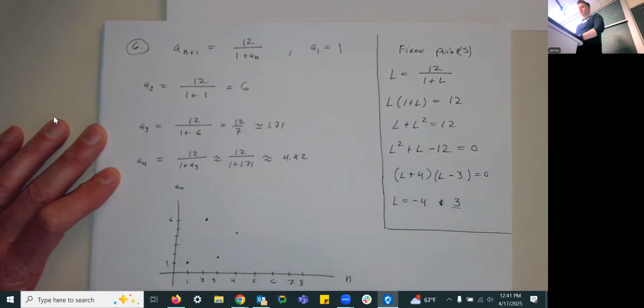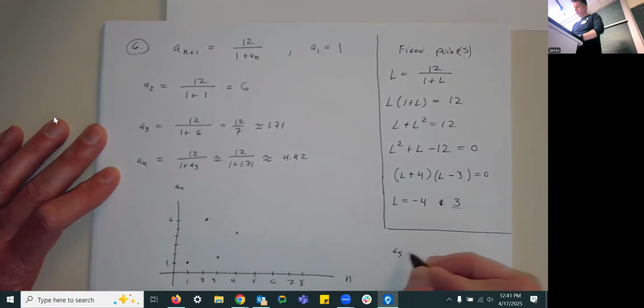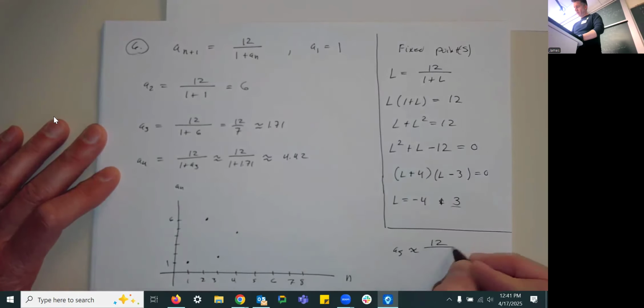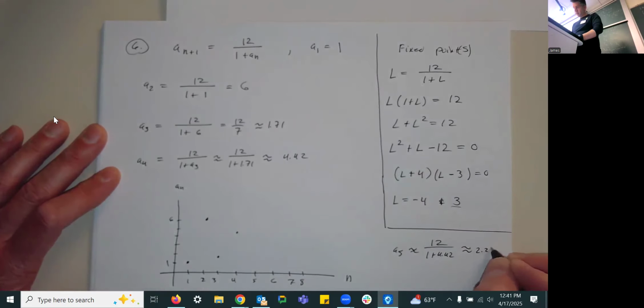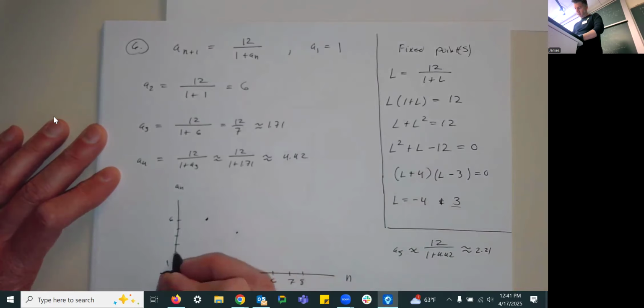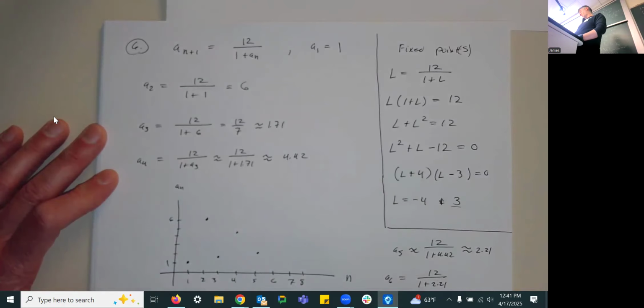Let's do one more. Our a sub 5 is approximately 12 over 1 plus 4.42, which is approximately 2.21. So we're over here now at 2.21. And if we do one more, I know I said one more before, but really one more this time, 12 over 1 plus 2.21. Well, just look at that. 1 plus 2.21 is 3.21, and 12 divided by 3 is 4, so it's going to be a little smaller than 4. It's going to be about 3.73.